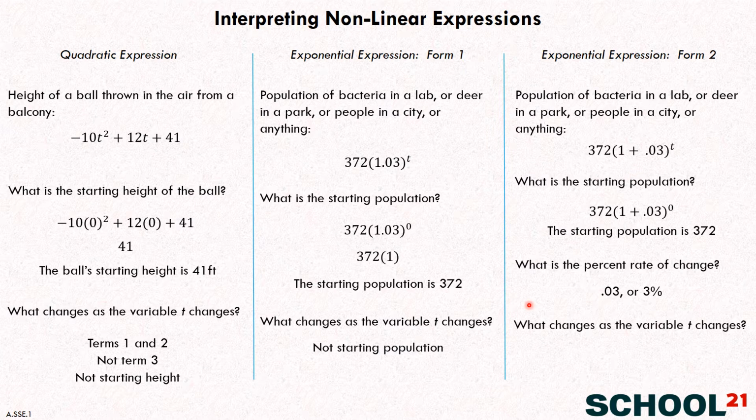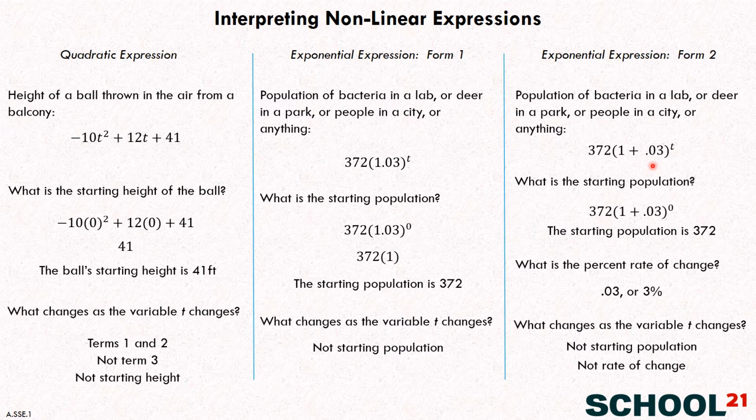And now let's ask ourselves the same question. What changes as the variable t changes? Well, does the starting population change? No. So same thing as over here. Starting population isn't going to change as t changes. And here's another thing that doesn't change. The percent rate of change does not change. This whole parenthetical portion, this factor, will change as t changes, but the 0.03 won't change.